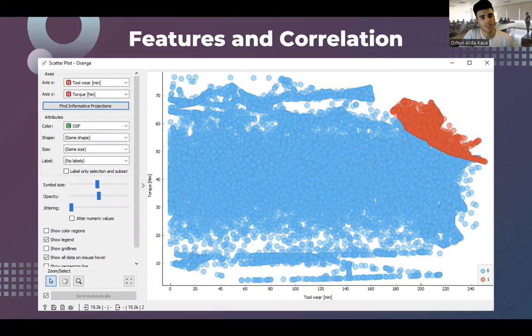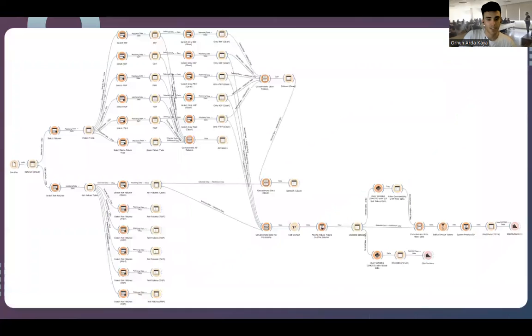You can see in here tool wear and torque, and they also gathered in an area, right corner. And can continue. Next slide, please.